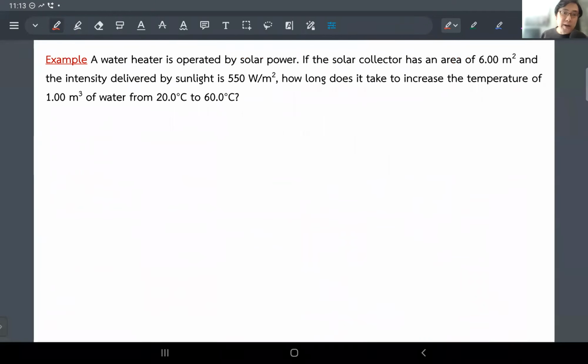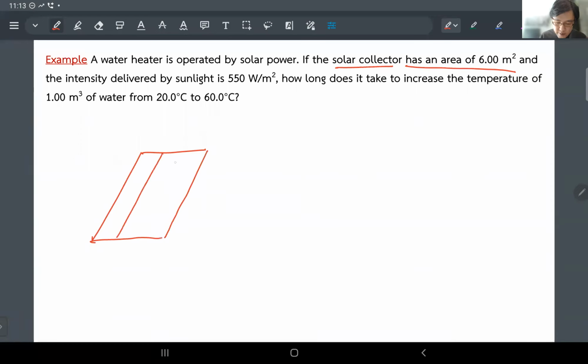So we have a water heater operated by solar power, and you have a solar panel that is collecting the energy from the sun. Let's say the solar collector has an area of 6 square meter, so somehow you have a solar panel.